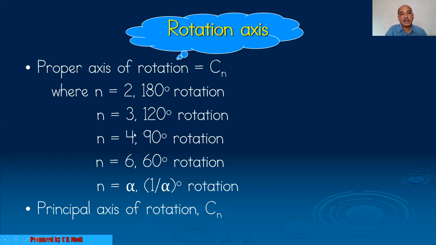Same way, after 90 degree rotation, if I get the equivalent structure, then the molecule has a rotation axis C4, then C6, C5, and sometimes infinite is also present in linear molecules, where after infinite degree of rotation, we get the equivalent structure. Therefore, the molecule has C infinity.